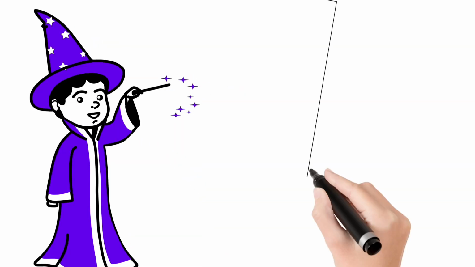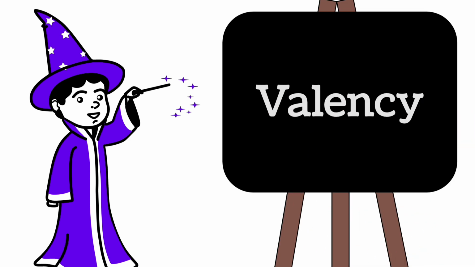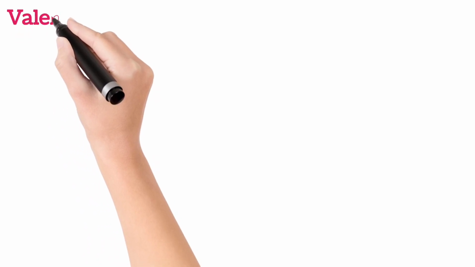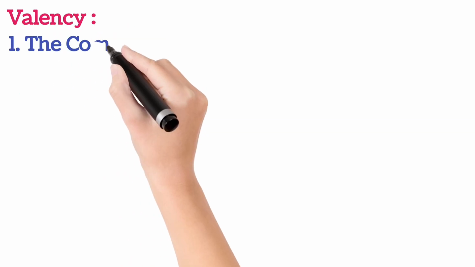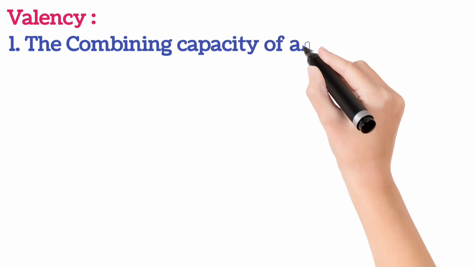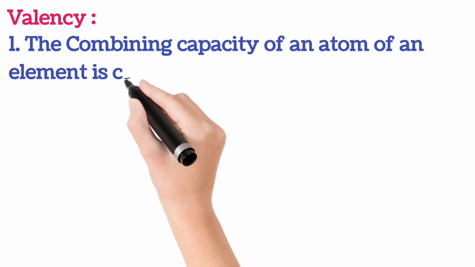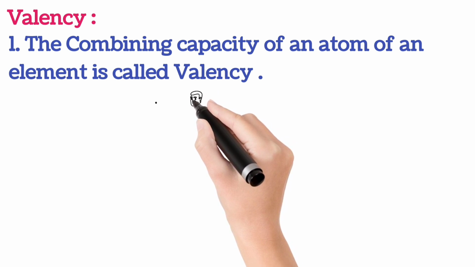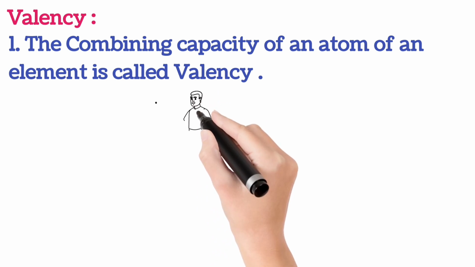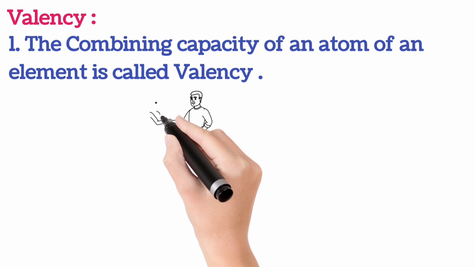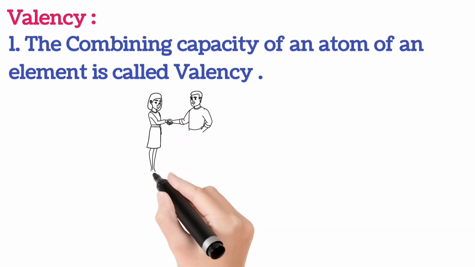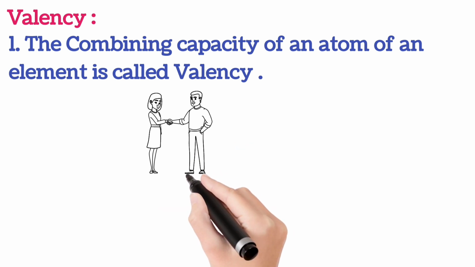To know about it, we have to focus on the valency concept. Now let me explain, what is valency? Valency has 4 definitions. The first one is, the combining capacity of an atom of an element is called valency. It means how many atoms one atom is able to combine with, that is valency. Simply, how many bonds an atom can form with other atoms is called valency.